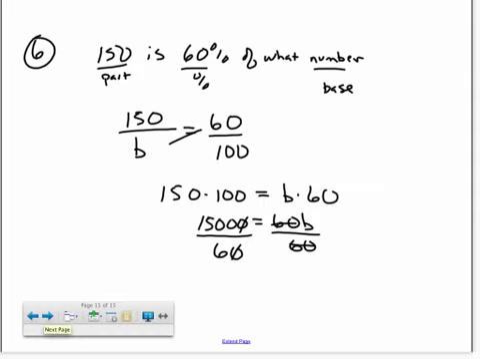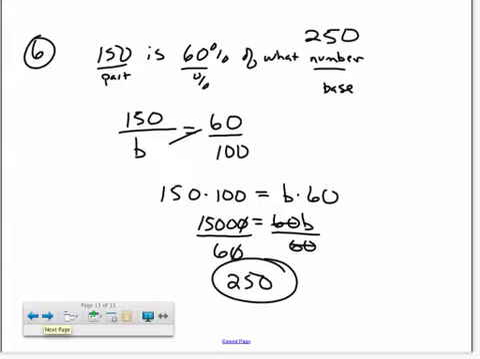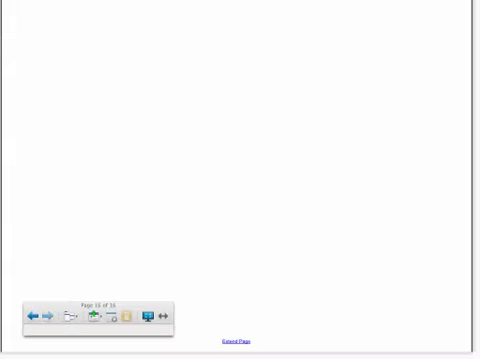Divide both sides by 60, so that cancels. 6 goes into 150, 1500, I should say, goes into there 250 times, I guess. So my answer is 250. And does that make sense? Yeah. If we take a look, 150 is 60% of 250. If this were 50%, that'd be 125. So, yep, that would be a possible answer that we could get here.